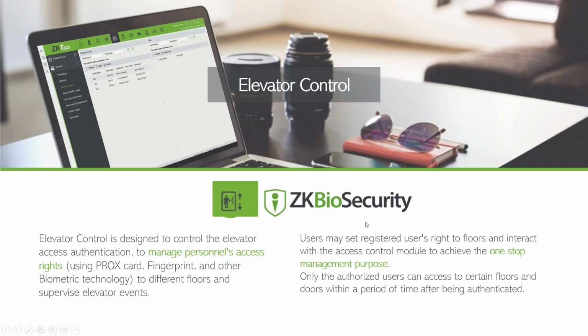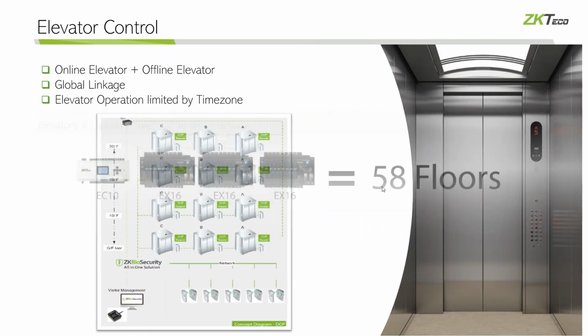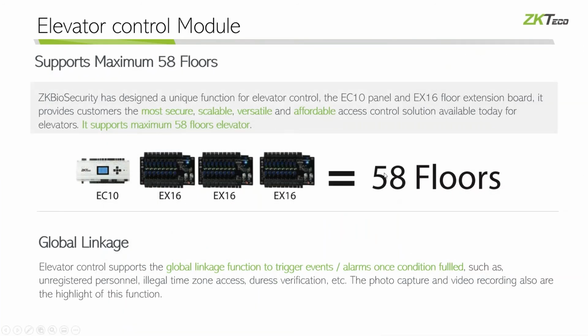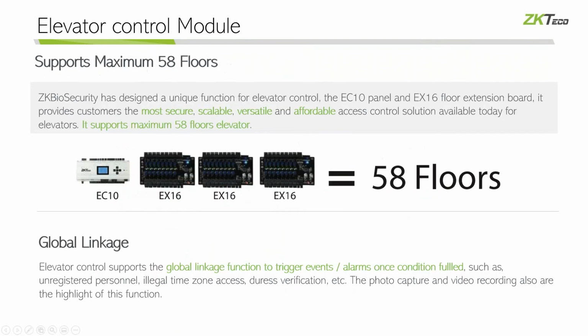Elevator control, what I'm going to use. To be clear, elevator control is the same as access control, but changing access level for floors. And okay, possibility online and offline. The maximum number of floors that can be controlled is 58, using, as you see, the EC10 controller and 3 EX16 extension modules.